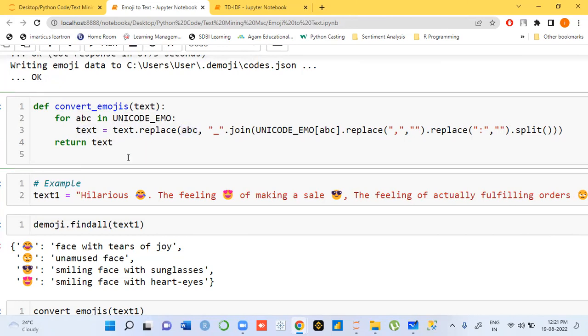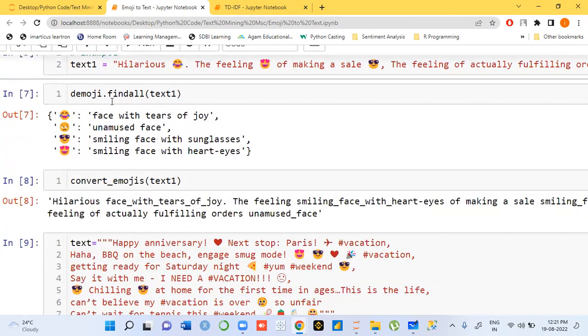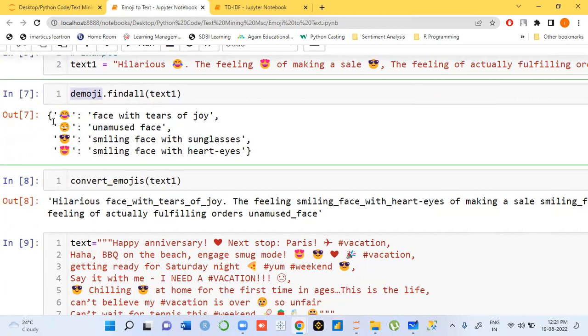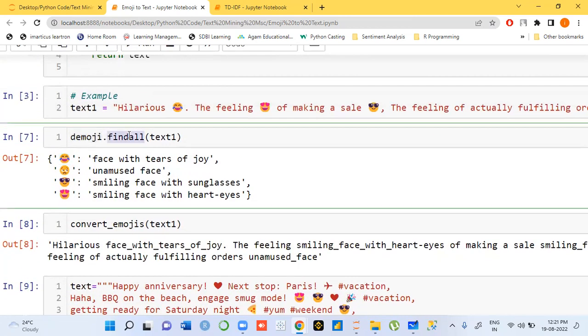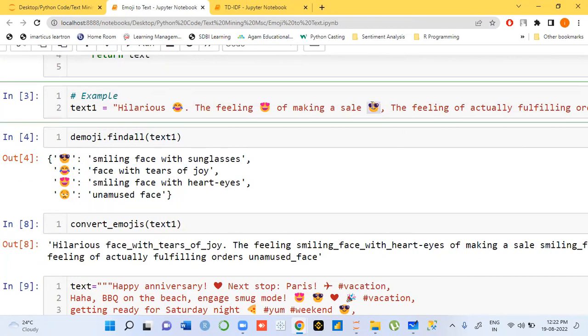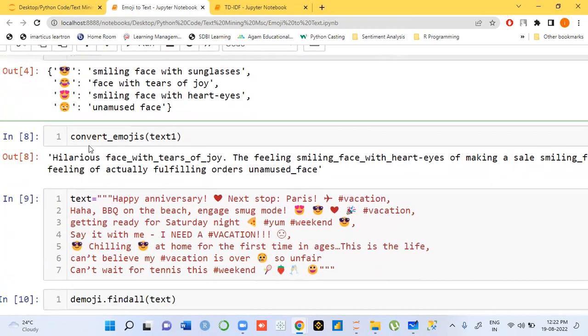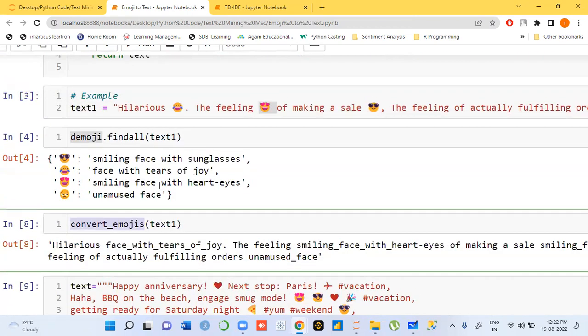Let's see an example. Guys, I have taken this data, copied from any, let's say Google, any page. It's random data, okay? Demoji will give you a description of what that symbol means. Find all for text 1. This symbol means what, guys? Smiling face with sunglasses. Do we have this symbol? This one means smiling face with heart eyes. So demoji will give a description about emojis. Clear? Convert emojis on.